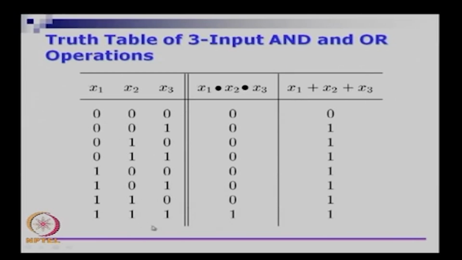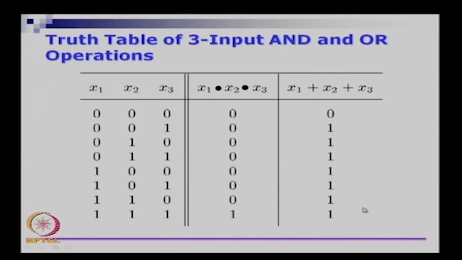Here we have a 3 input AND function and a 3 input OR function. The interpretation of 3 input AND is, imagine 3 switches which are in series. If all of them are turned on, only then the output will be 1, the lamp will glow. Even if one of them is off, which happens in these 7 cases, the lamp will not glow, and therefore the output is 0. That is the interpretation for a 3 input AND.